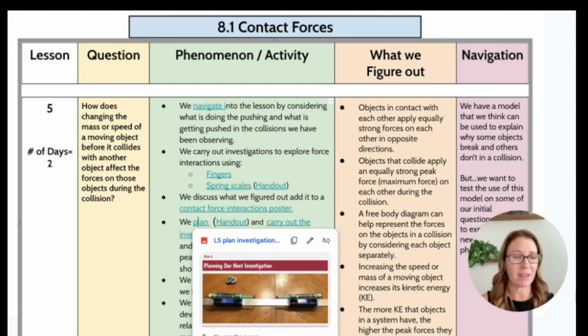Half of the class is going to investigate what happens to the forces when you increase the speed. So we'll do a regular speed, and then we do a faster speed. And the other half of the class is going to investigate what happens when we increase the mass. We use these washers you can see right here, and we do maybe no washers or one washer compared to 5 washers. And so we're going to plan this investigation.